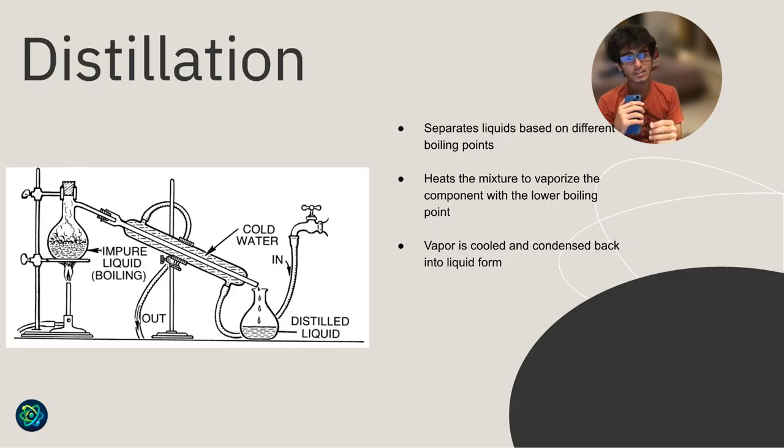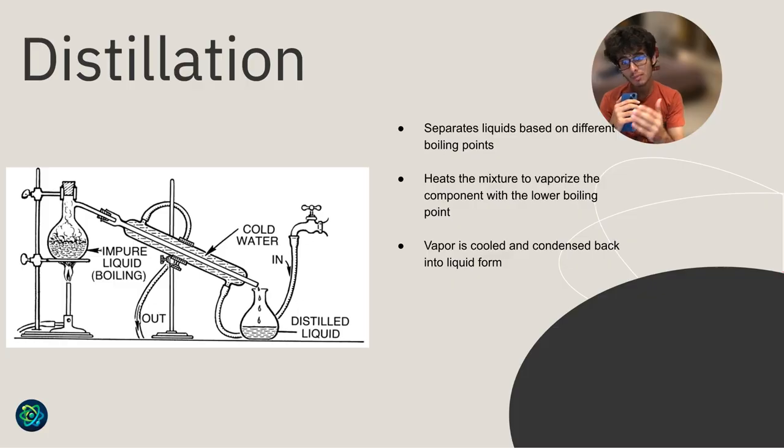So in distillation, you want to separate liquids based on different boiling points, and it heats the mixture to vaporize the component with a lower boiling point. Vapor is cooled and condensed back into liquid form. So when you have the impure liquid and you have two liquids with differences in boiling point between them, and you're boiling them, the one that has a lower boiling point is going to get boiled first, right?